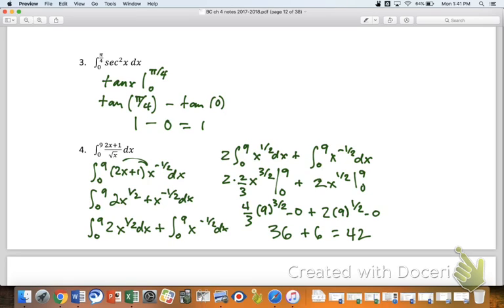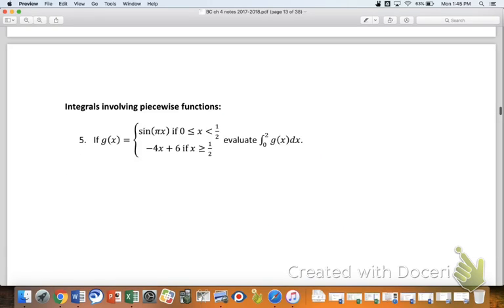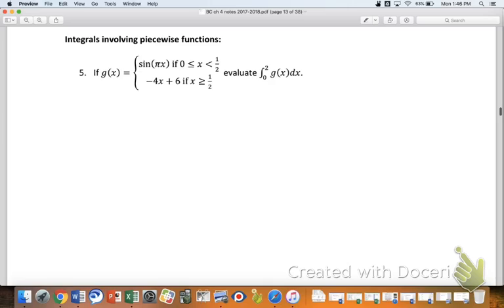I'm so excited to see what's next. You ready? You ready? All right, here we go. What's next? Oh, yes, a piecewise graph.